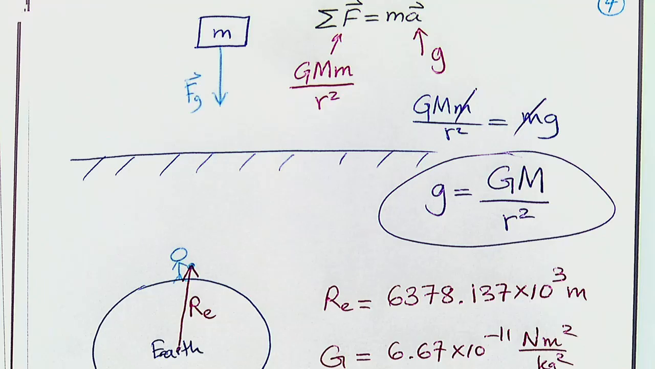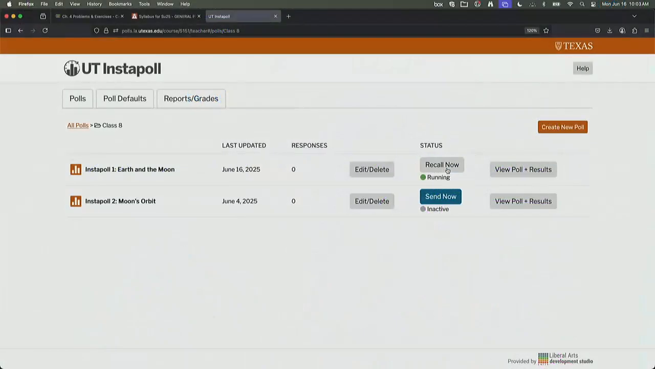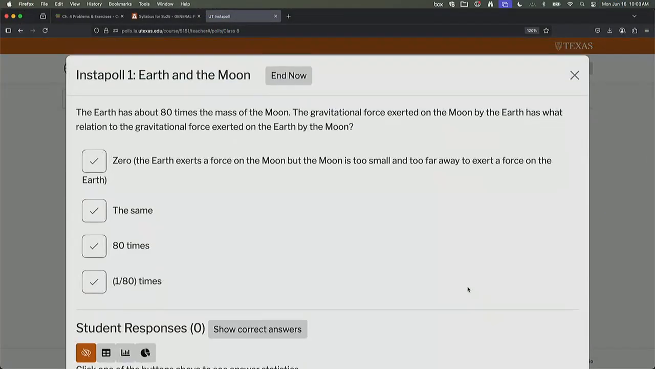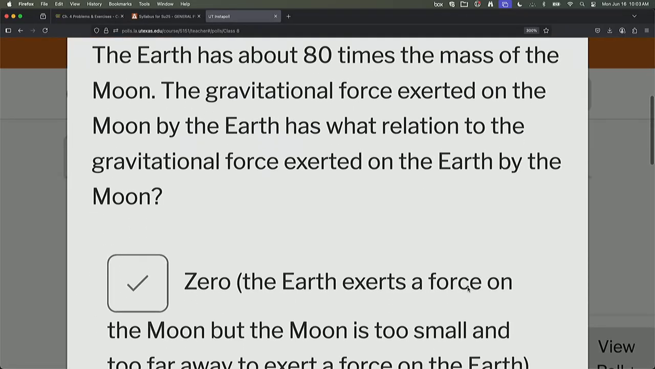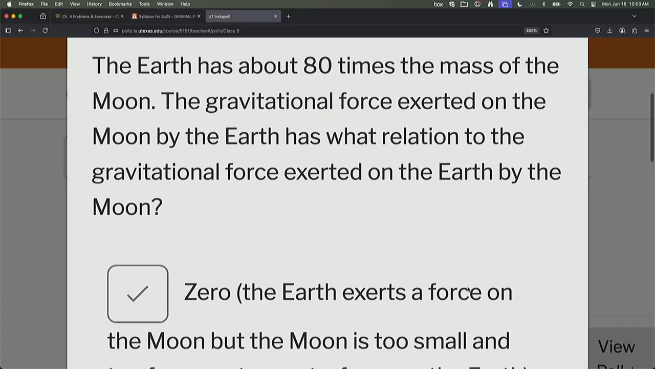All right, let's do some practice with some Instapolls. See how you're doing with this. Let's switch over to the computer and I'm going to send you an Instapoll. All right, take a look at this and maybe take a minute to think about it and we'll come back.